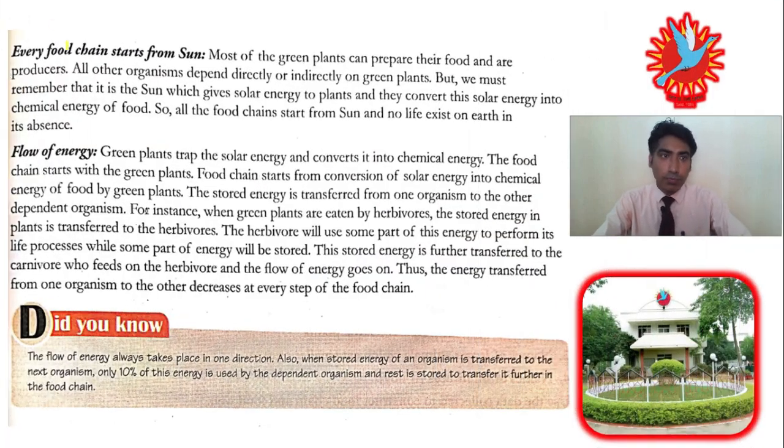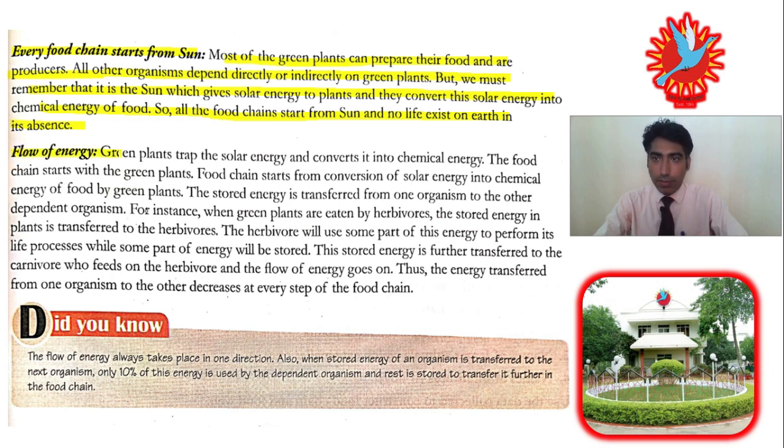With this, we have tried to understand the concept of food chain and food web. Next, we should keep in mind that every food chain starts from the sun. Most green plants can prepare their food and are the producers. All other organisms depend directly or indirectly on green plants, but we must remember that it is the sun which gives the solar energy to the plant. They convert this solar energy into the chemical energy of food, preparing it by photosynthesis in the form of glucose or starch. All food chains start from the sun, and no life exists on earth in its absence. So the sun is the prime source of energy for an ecosystem or on our earth.